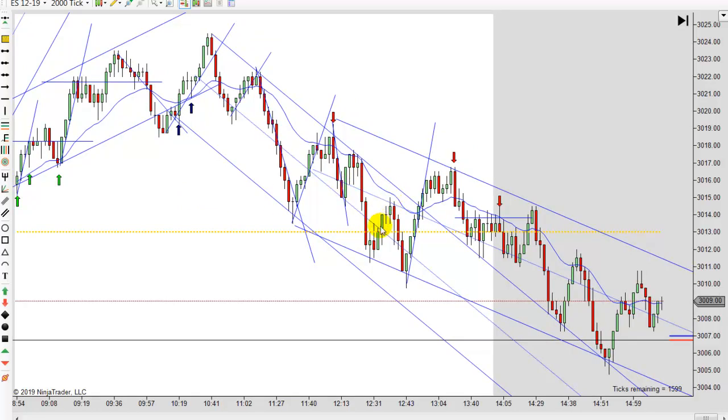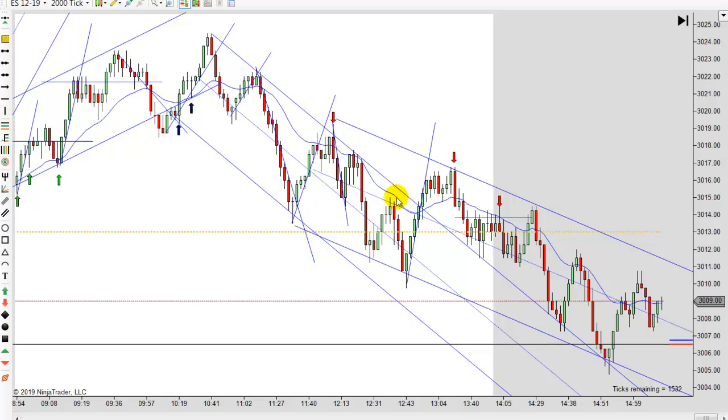Failed second entry long right here, but it doesn't break lower till here. And I don't really think you want to take that one. You wouldn't have had this midline in here. You'd still be playing this steeper channel, and you didn't even get back to the EMA, much less the trend line.